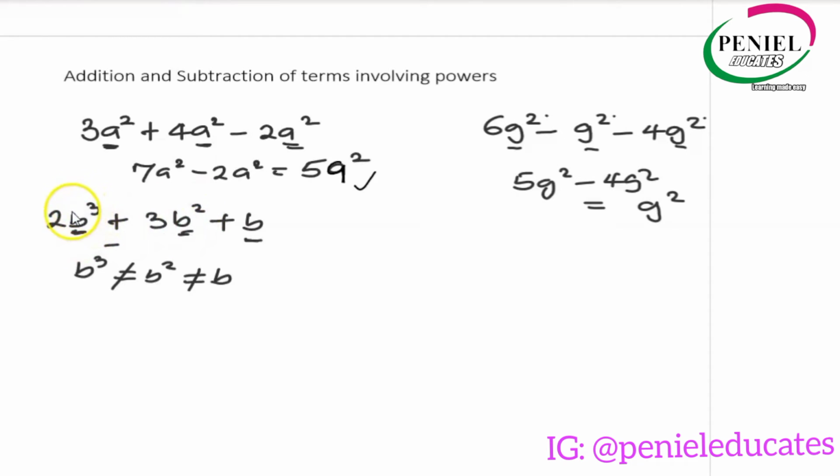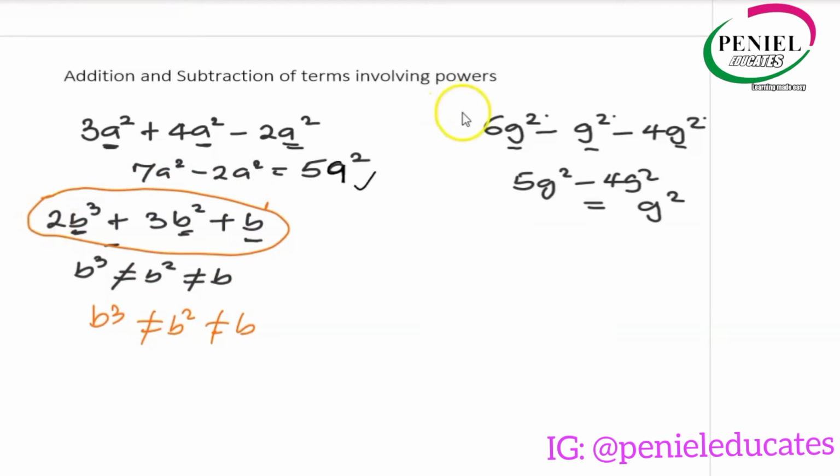They are not having the same indices. This is b cube, this is b square, this is b, maybe raised to power 1, so that is b. So this b cube is not equal to b square and it's not equal to b. So this formula remains the same. There's nothing you can do about this. Okay, so let's look at this.